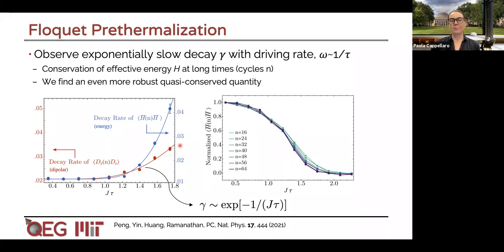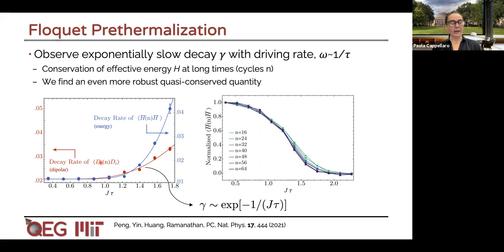So it means that at some point, for a given driving rate, the Hamiltonian is no longer all that well conserved, the energy is no longer all that well conserved, but instead this other conserved quantity is. This was quite surprising to us. It is still somehow surprising, but from a practical point of view it's quite interesting, because it means that you can study robust quasi-conserved quantities using this Floquet prethermalization. And it's not just the Hamiltonian, so you have more things that you can explore and potentially exploit for applications.